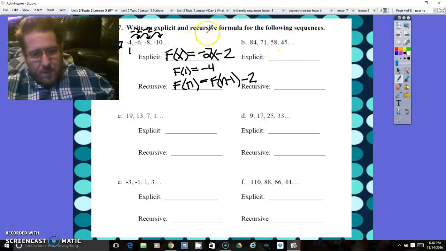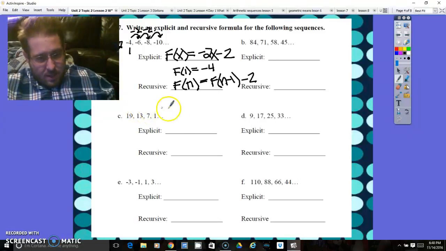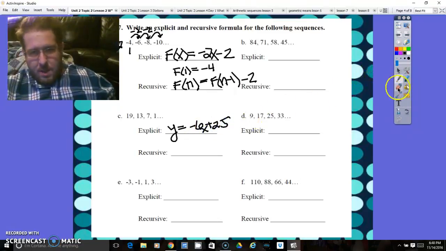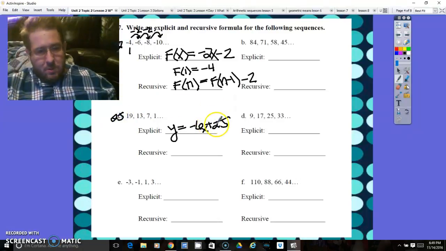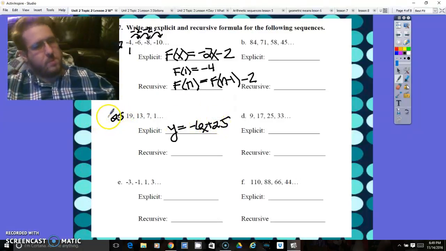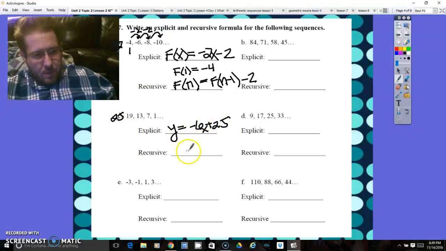Okay, so I'm not going to go through all of these, but all you've got to do is find the pattern, whatever that pattern is. Like in this case, it looks like it's adding negative 6. So that means, I'm going to use non-function notation here, y equals negative 6x plus the starting point, so that would be 25. Negative 6x plus 25. Positive 25 was the starting point. That's the reason why it's plus 25, because it was a positive 25. If it was negative, it would have been minus.